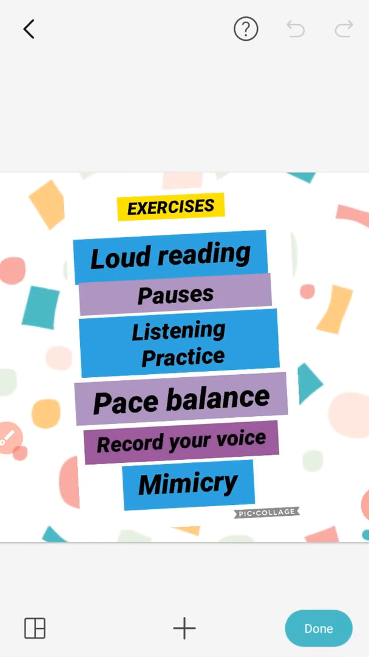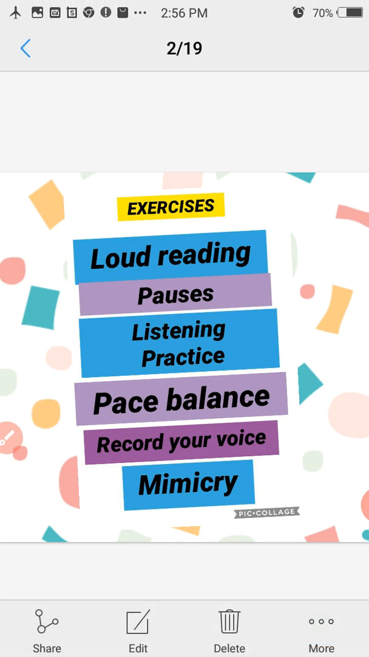Now here I am giving some exercises. By doing these exercises, you can modulate your voice. First is loud reading. You take a paragraph or story, whatever you like, your favorite topic, and read that particular passage or content loudly.